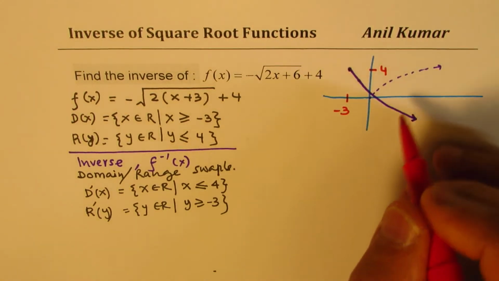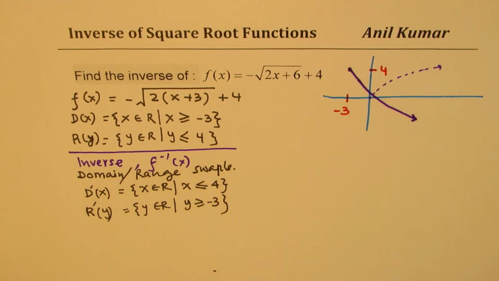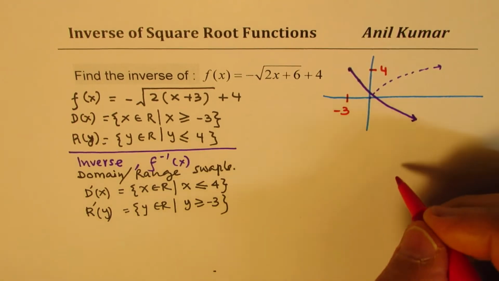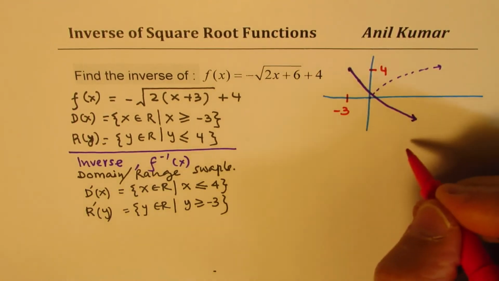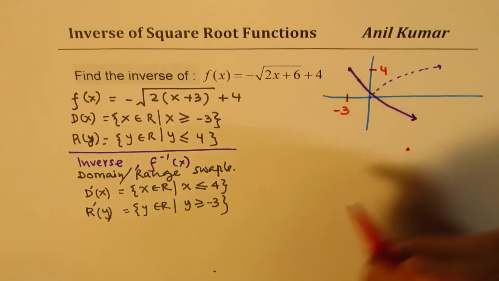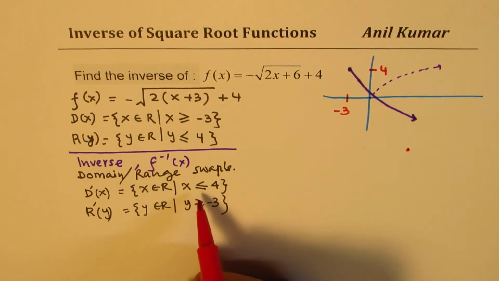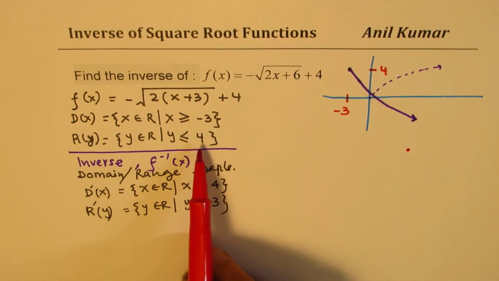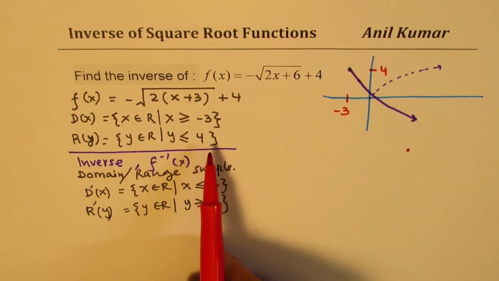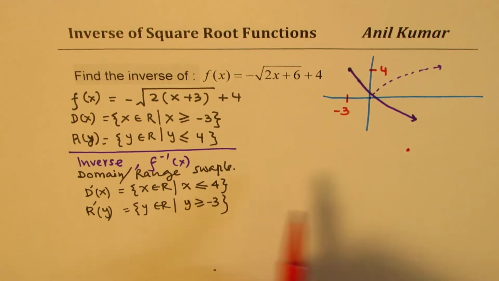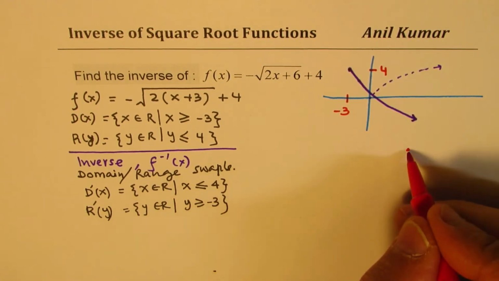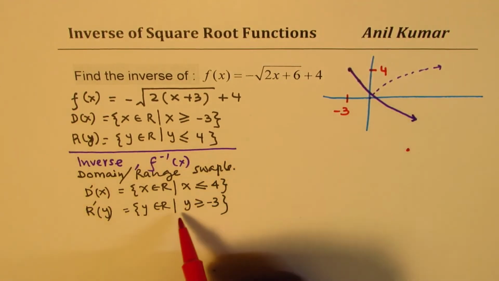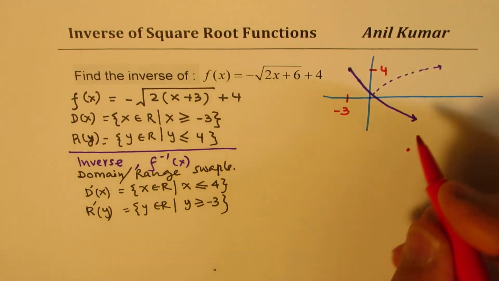Okay, anyway, I'll not sketch the parabola here. What I'm trying to say is that for the parabola, we have the x value which is less than this value of 4. So it is on the left side of 4, right? And the y value is greater than minus 3.